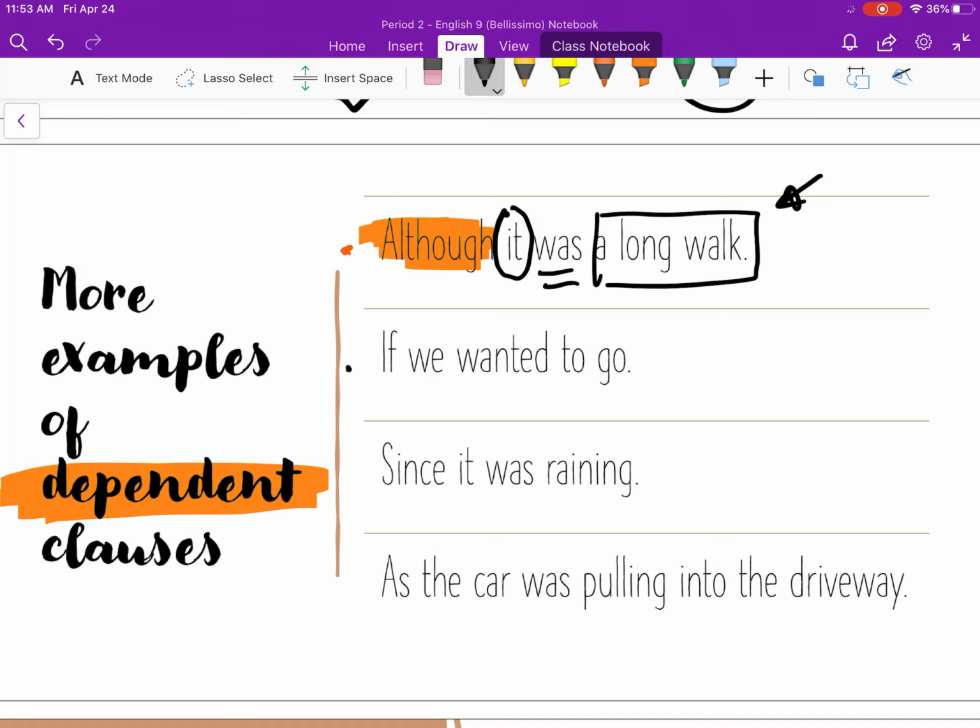Our second one right here, if we wanted to go, what is our subject of the sentence? We. What is our verb?